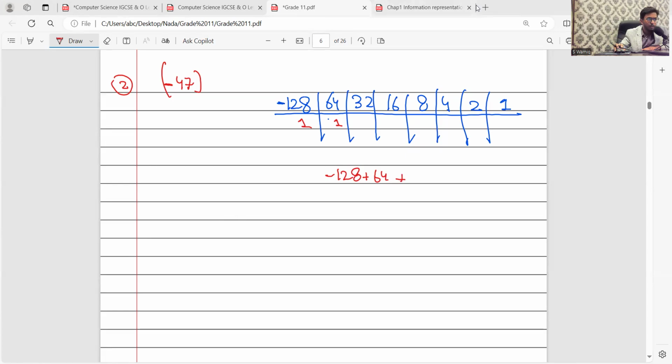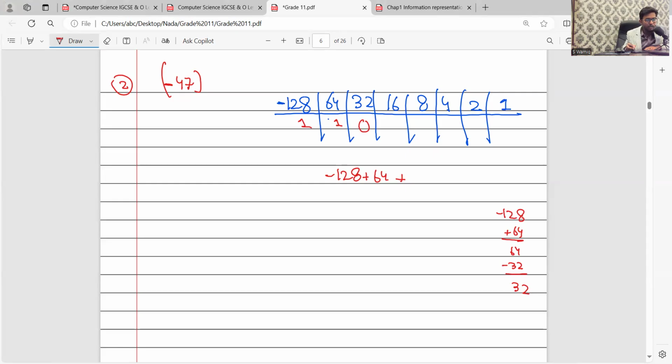So let me repeat it again for you. I have taken minus 128 and I have taken a positive of 64. So minus and plus results in minus 64. So I can take it, right? But now if I am adding 32 to minus 64, it results in minus 32. That means that the answer is going to the higher side and I need a minus 47 that is lower. So I'm going to put a 0 here.